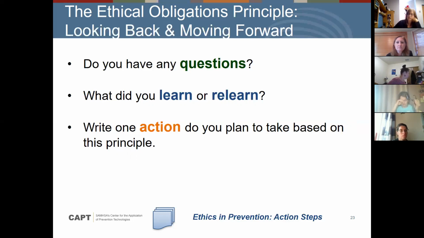Would anyone want to share what they learned or relearned, or one action they plan to take based on this principle? I wrote, advocacy is educating, not telling them what to do or how to vote. Thank you. Any others? I never really considered how different advocacy and lobbying are. I thought that was interesting.